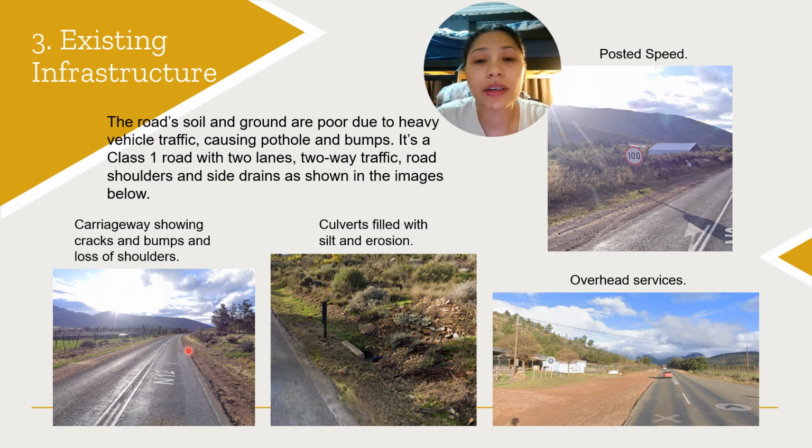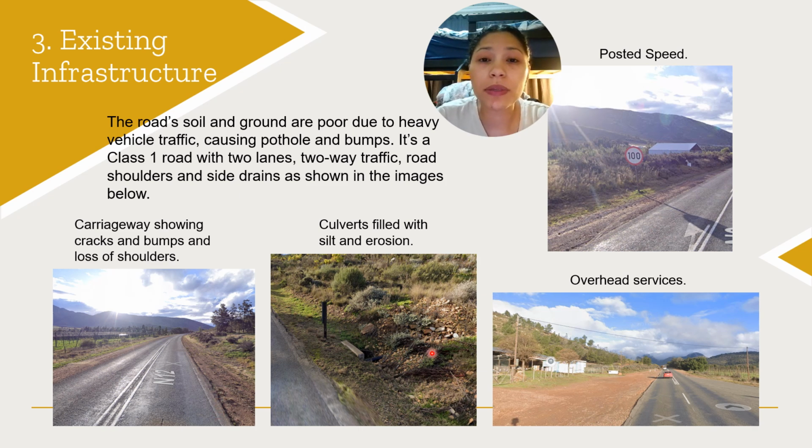So the current cross section of the road is a two-way, two-lane road, and these are pictures of existing infrastructures along the section that I'll be upgrading. So if we look at the bottom left picture, we can see cracks on the road. We can see the road losing its skid resistance, as well as some of the road shoulders which has deteriorated.